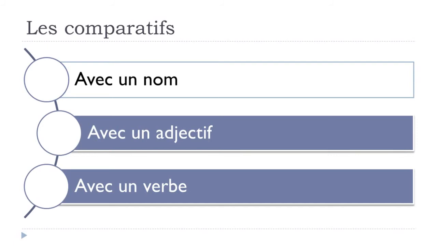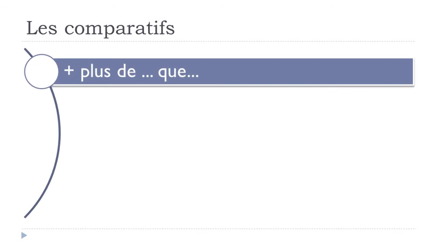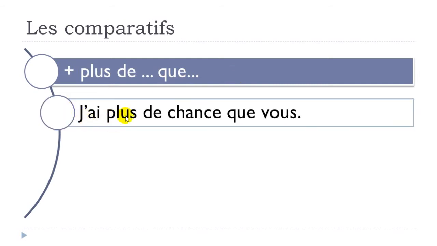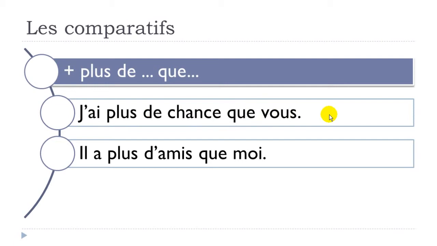If you want to compare with a noun, then remember that if you want to say more, you will have to use plus, de, and then here you will put your noun, followed by que, than, and the rest of the structure. Let's see one example. J'ai plus de chance que vous. Chance is luck. Vous is you. Il a plus d'amis que moi.